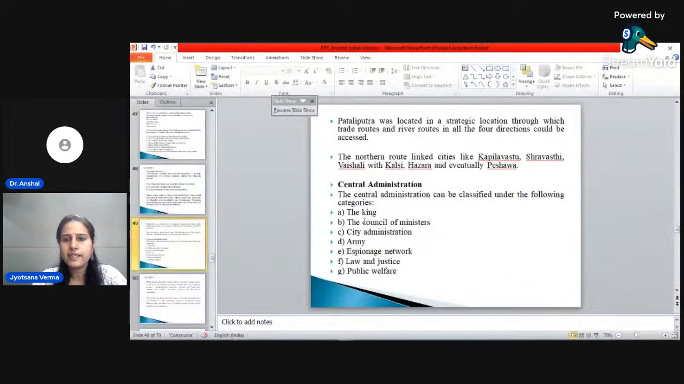Pataliputra was located at a strategic location through which trade routes and river routes in all four directions could be accessed. The northern route linked cities like Kapilavastu, Sravasti, Vaishali, with Kalsi, Hazara, and eventually Peshawar. So these are the trade route connections. And what kind of central administration was there in this period? Firstly the king and central council of ministers, city administration, army, law and justice, and public welfare departments. These are some categories of the central administration.